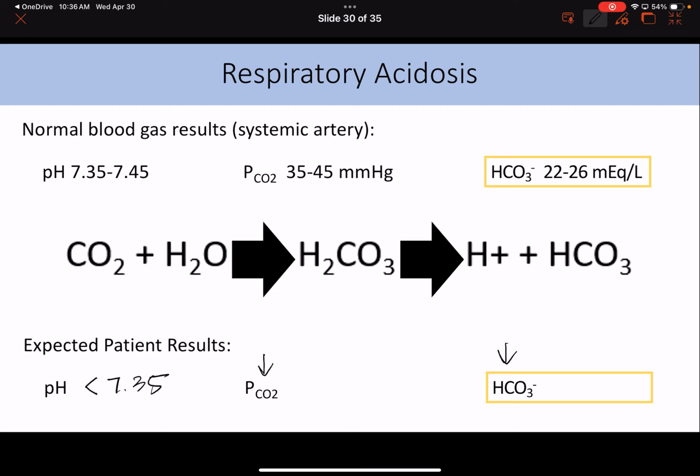So again, if CO2 values are off, it's a respiratory issue. If bicarbonate values are off, it's a metabolic issue or a kidney issue. Okay?